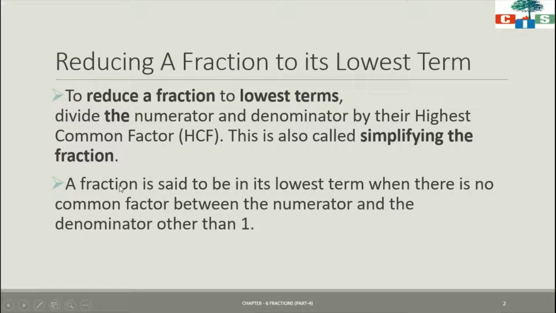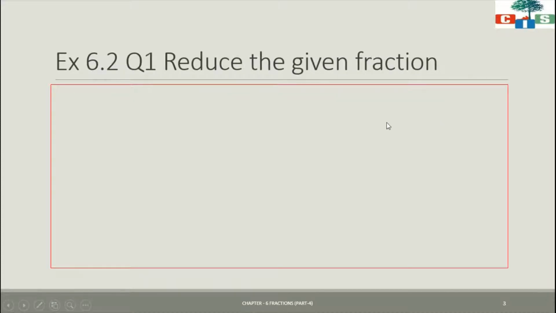A fraction is said to be in its lowest term when there is no common factor between the numerator and denominator other than 1. When there is no common factor, then we can say that such a fraction is in its lowest form, or it is in its reduced form. Okay, scholars. Now we'll see the exercise. From exercise 6.2, I will solve a few sums. A few sums you will be doing by yourself. Reduce the given fraction.